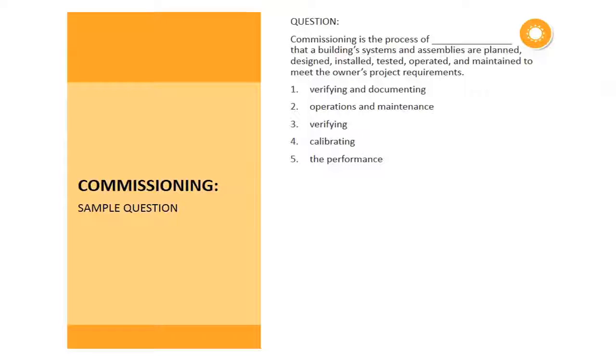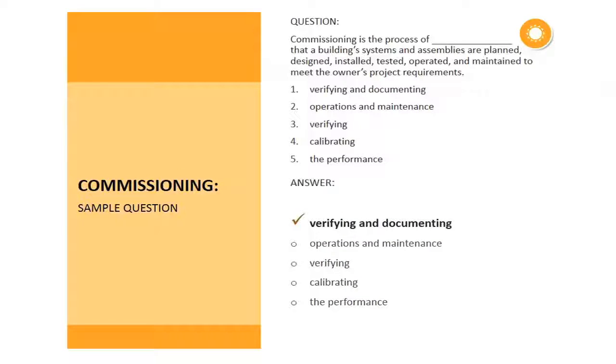Commissioning is the process of what? That a building's systems and assemblies are planned, designed, installed, tested, and operated and maintained to meet the owner's project requirements. So again, we'll just hold here for about 5 or 10 seconds. Feel free to pause the playback if you'd like a few more minutes to wager your response. And the correct answer is verifying and documenting.